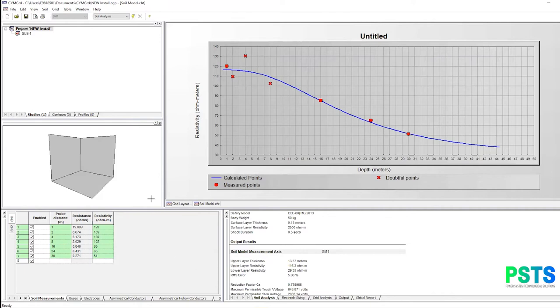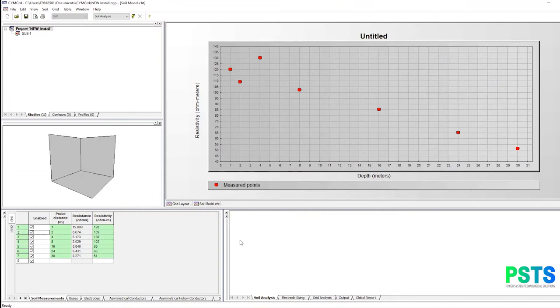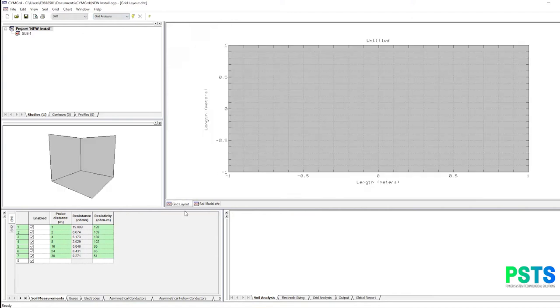So the program, well, immediately, I did it very quickly. Maybe I'm just going to do it again. So you see, I cannot do grid analysis because I don't have any grid, no substation grid, or ground grid, sorry.